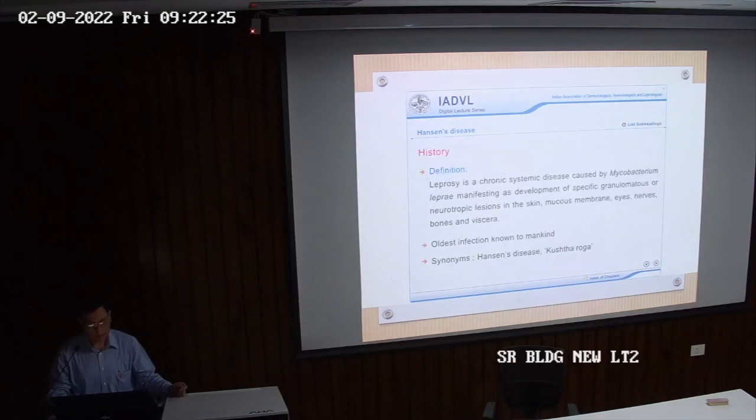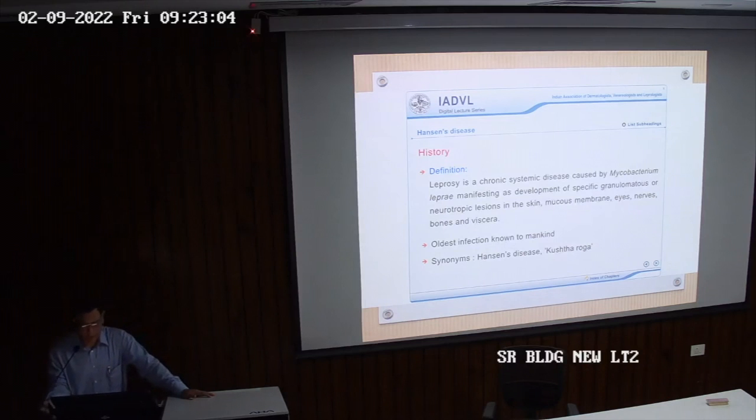So coming to the history of leprosy, so it's a chronic systemic disease. It's not just a cutaneous disease, it's also a systemic disease. Many organs are infected or affected by the lepra bacilli. It is caused by Mycobacterium leprae, manifested as development of specific granulomatous or neuropathic lesions. So granuloma formation is there, and neurotropic lesions means it leads to affection of the nerves, which leads to various manifestations of leprosy. Lesions in the skin, mucous membrane, eyes, nerves, bones and viscera. So it's not just a skin disease, it's a systemic disease as well.